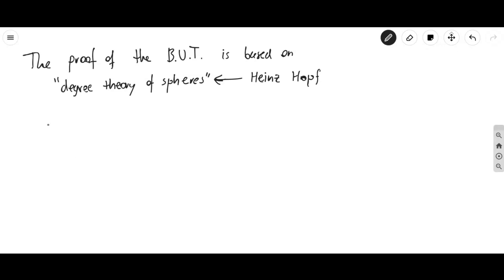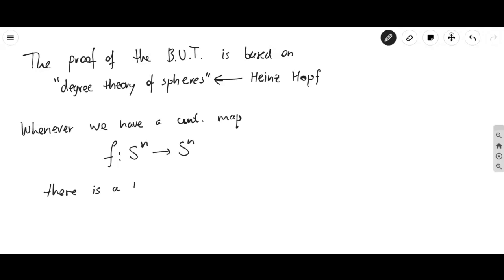So basically, whenever we have a continuous map F, let's say from the n-dimensional sphere to the n-dimensional sphere, there is a notion that's called the degree of F that has certain properties. The degree is an integer and all that stuff. So this is what we call degree theory. This happens to be very useful when one is working on manifolds.